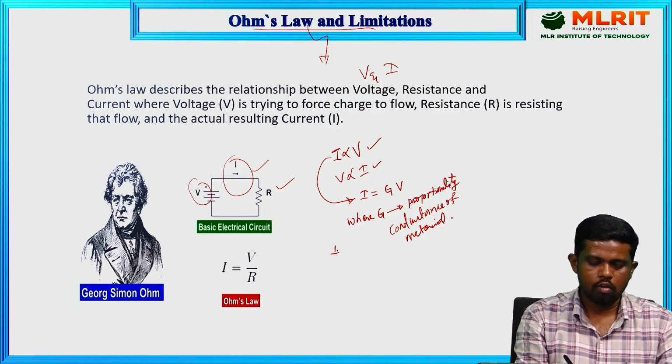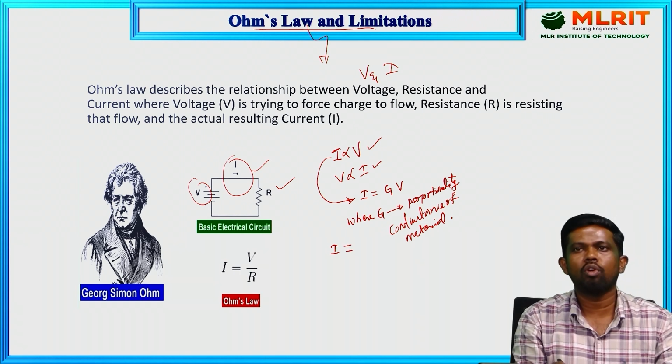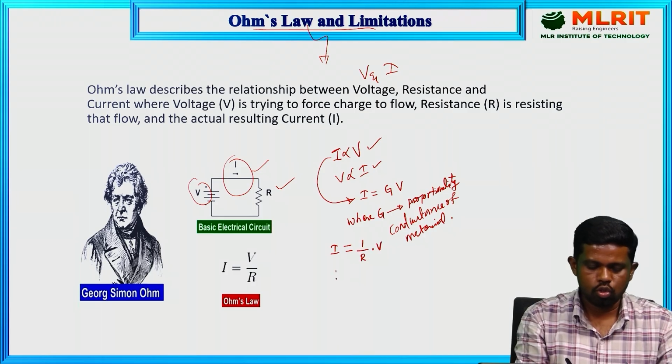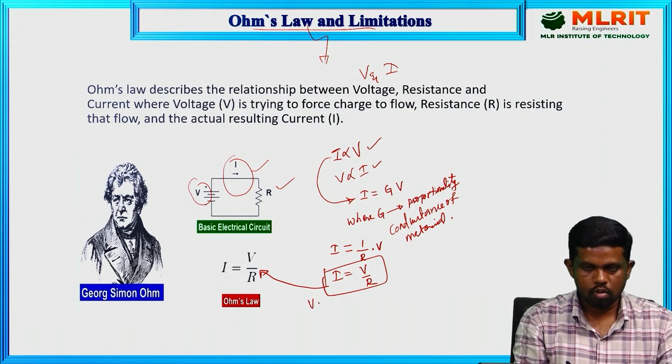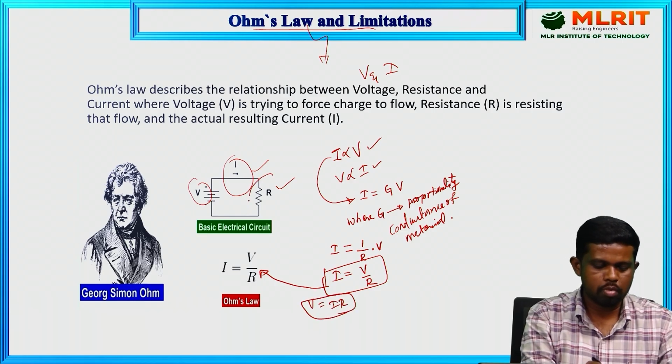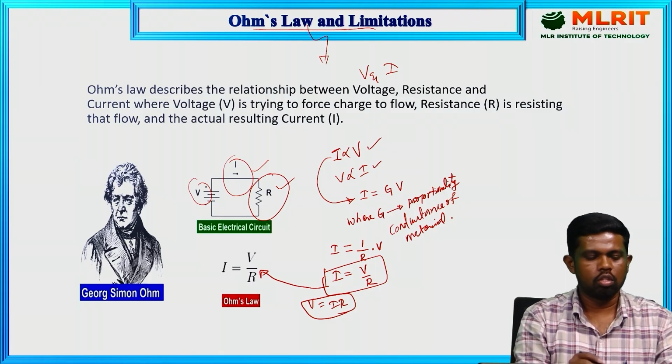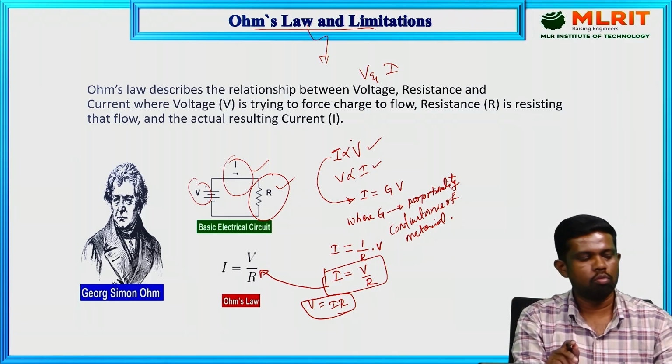Then we can also write G in other words, as the reciprocal of the resistance, simply G, meaning it is 1 by R. So then we get I equal to V by R. From this, V equal to IR, we get the voltage drop across this particular material or this particular resistive element. So this is the statement and explanation regarding Ohm's law.